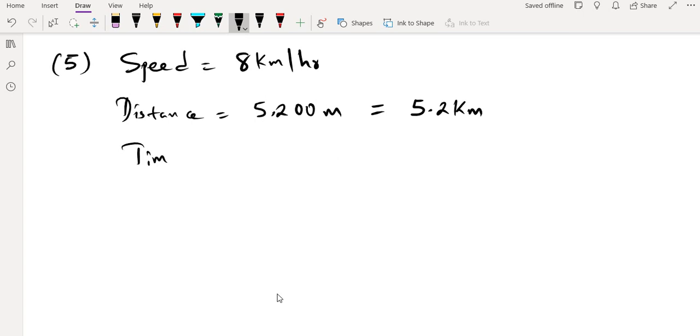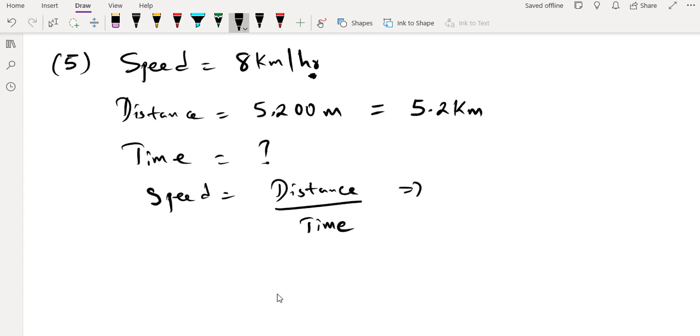Yes. Speed equals, we are looking for time. Now if we get our time, it will be in what? Hours. Take note: if we calculate for time using kilometers per hour as our speed, our time will be in hours. So we now say speed equals distance over time. 8 is equal to distance 5.2 over t. So what do we do? Cross multiply. 8t is equal to 5.2.